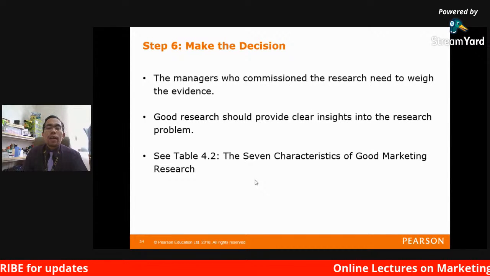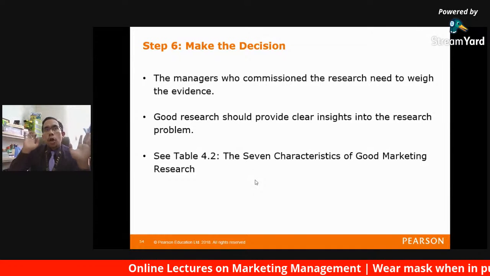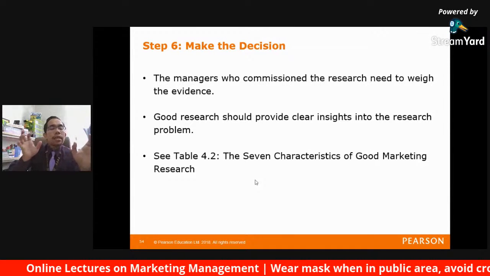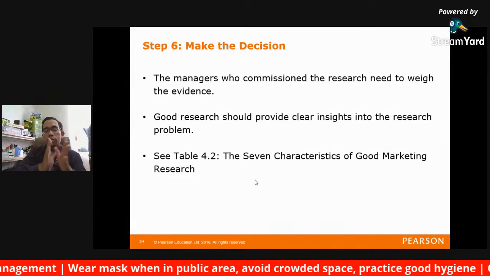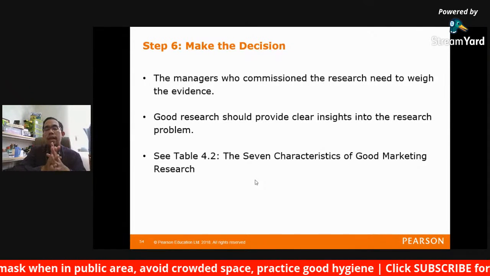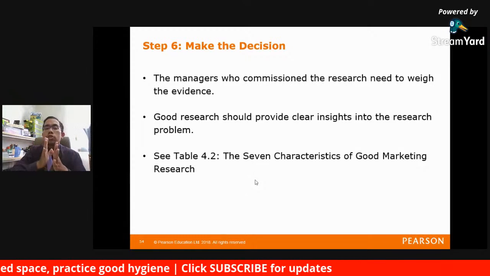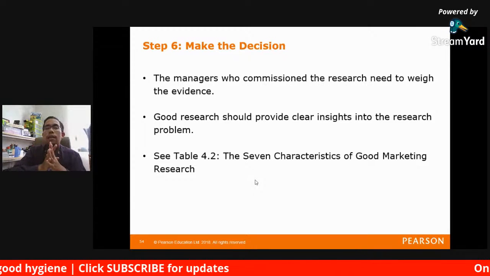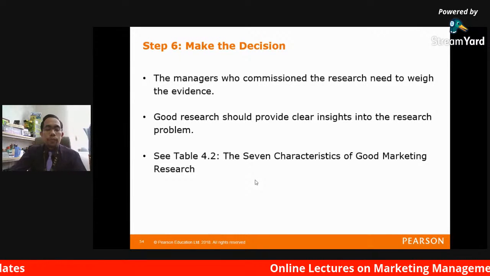Okay, good research should provide clear insight into the research problem. Okay, your findings should answer your question. Okay, your question must align with the objective. The objective should clearly be towards solving the problem.